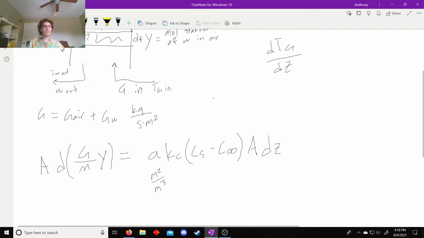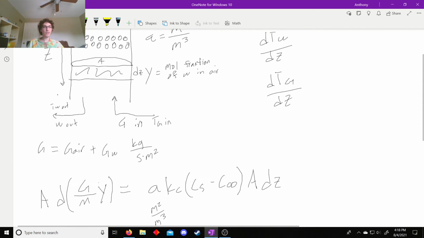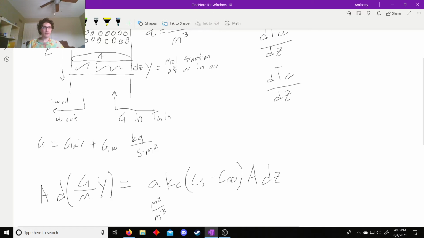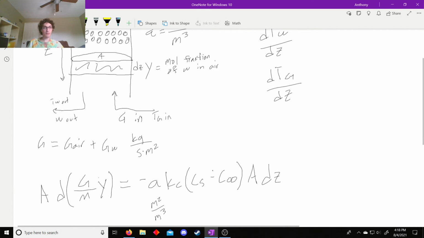And since we define Z as going down, we're going to need to add in a negative here. And that negative is just due to how we define Z. Z equals 0 is at the top, and Z gets more positive as we go down. So this is going to have to be negative.